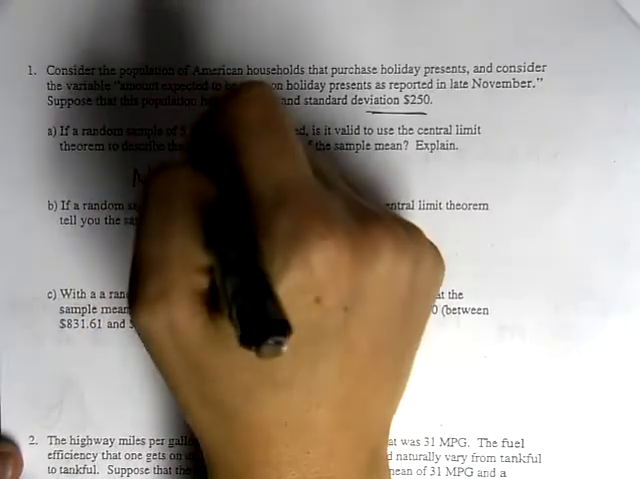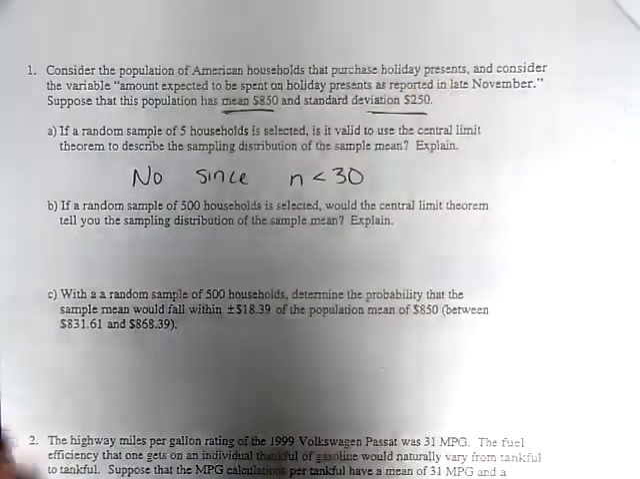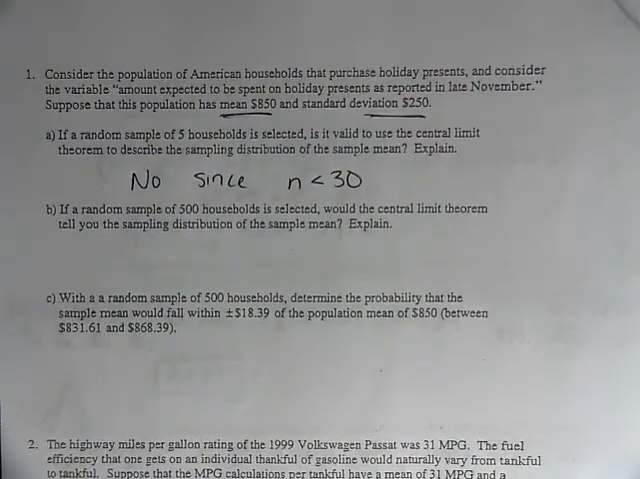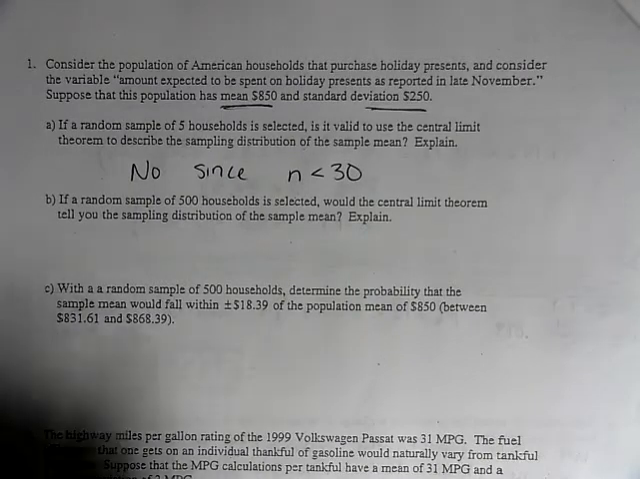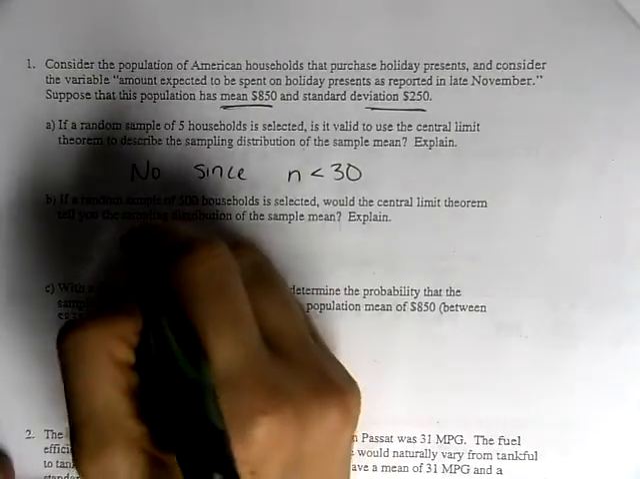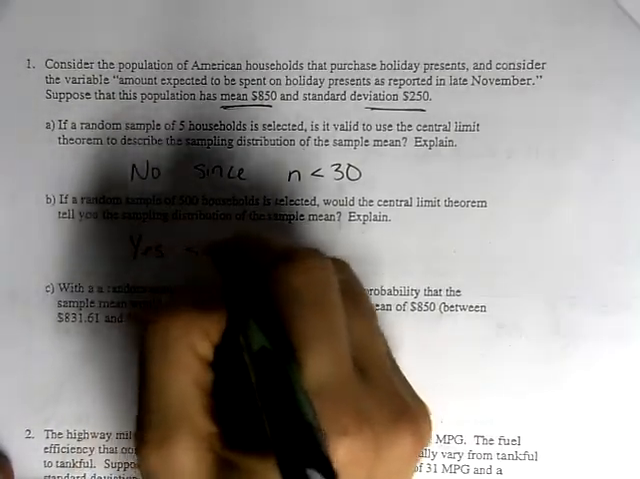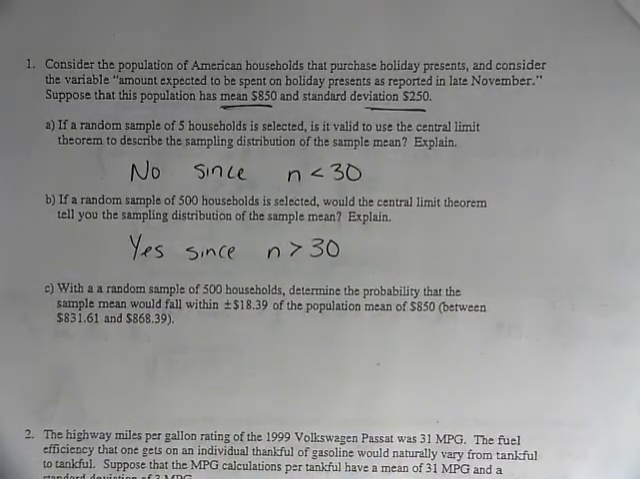No, since n is less than 30. Okay, again, you want n to be greater than 30 every time. So we don't know if this is a normal distribution or not. If you have a random sample of 500 households is selected, would the central limit theorem tell you the sampling distribution of the sample mean? Yes, since n is now greater than 30. So we should end up with a normal distribution no matter what.